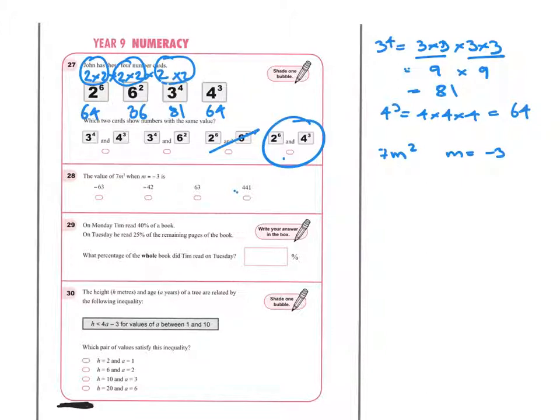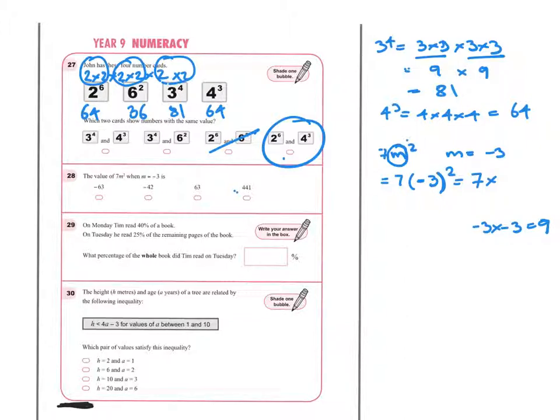So be careful here. It is equal to 7 times m, and m is -3. It means m is to the power of 2. All of this is to the power of 2. So therefore -3 needs to be in brackets to the power of 2. So it's 7 times (-3) to the power of 2, which is the same as negative 3 times negative 3, which is 9. Negative and negative gives you positive.